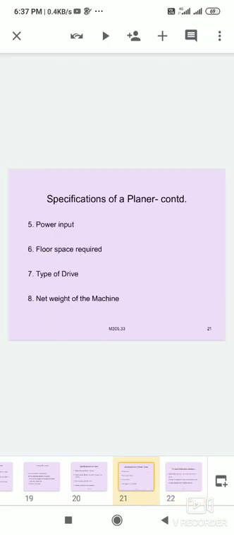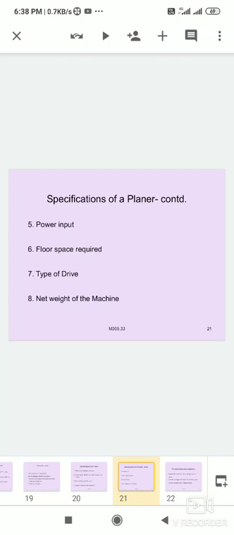And the hydraulic drive mechanism for planer is similar to that of shaper. In hydraulic system, a constant speed, non-reversing motor drives a pump. The oil passes to the control valve, from where it is supplied into the long cylinder located under the table.